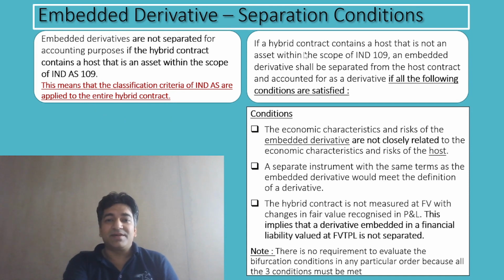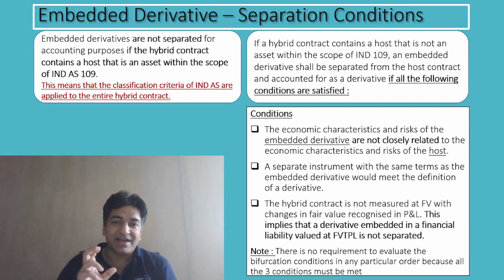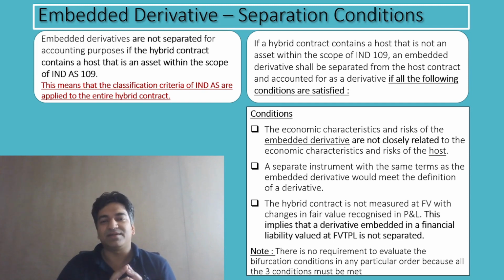However, if the hybrid contract contains a host that is not an asset within the scope of 109, an embedded derivative has to be separated from the host contract and accounted for as a derivative if all the following conditions are satisfied. So guys, in short, if the hybrid contract contains a host that is an asset within the scope of 109, then embedded derivatives are not separated. However, if the host is not an asset within the scope of 109, then these embedded derivatives have to be separated from the host contracts. Ind AS 109 has prescribed three conditions which need to be fulfilled for this criteria.